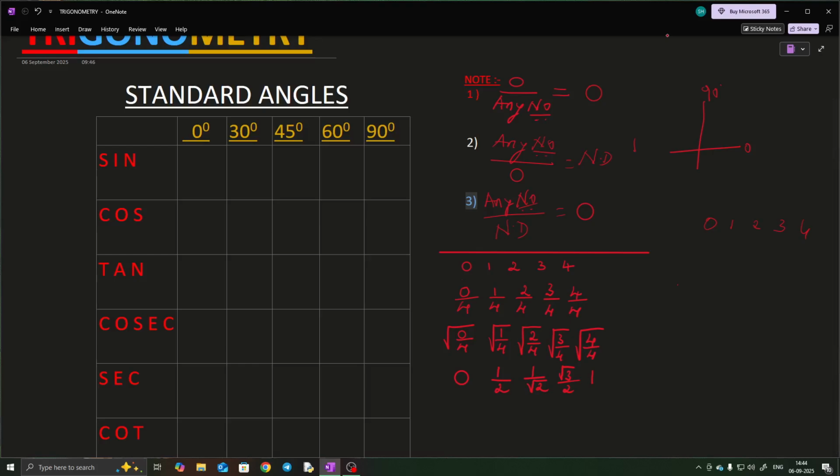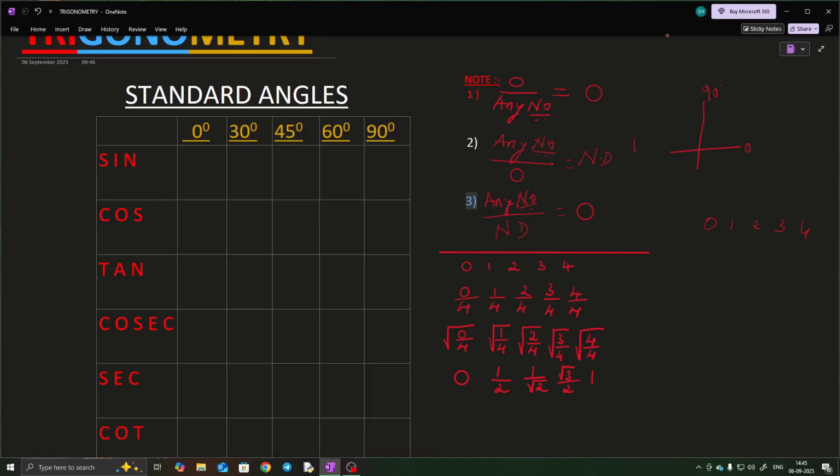Before we get into knowing the values of these, an important note is written. You have to know these things. You generally know it, but just to remember again: 0 divided by any number is always equal to 0. And if you take the reciprocal, any number divided by 0 is not defined. For example, 3 divided by 0 is not defined, while 0 by 3 is equal to 0.